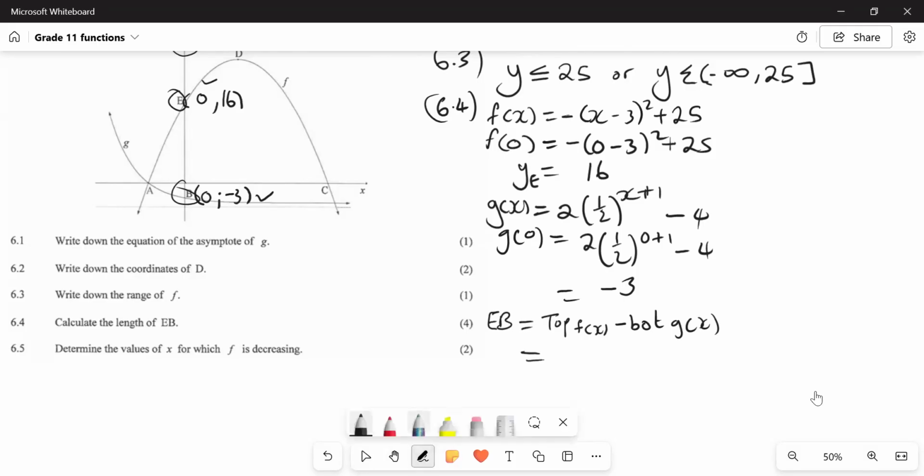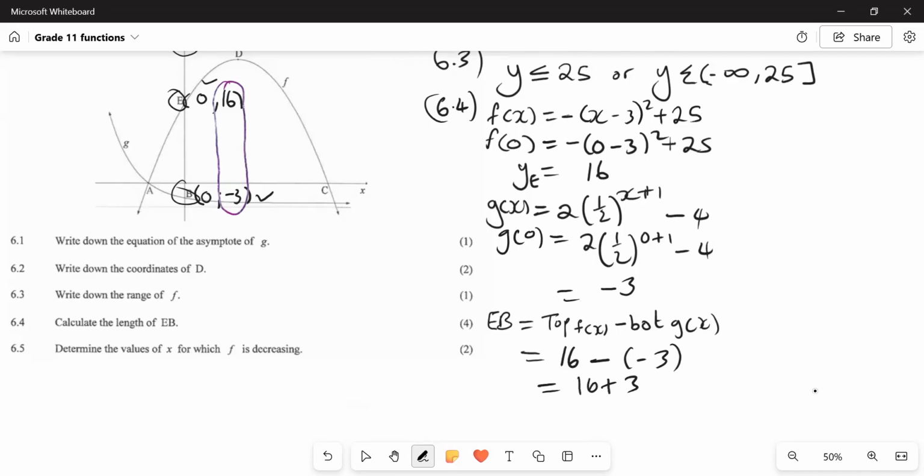But now, since this lies on the y-axis, sorry, we simply focus on the y-axis, which means we need to make sure that we get the difference between the y values. So obviously the top graph, in terms of y, you have your 16 minus your -3, which is equal to 16 plus 3. That's just 19, but this is a distance, so we need to say 19 units. That's your EB. I believe that everyone understood that part and it makes sense.